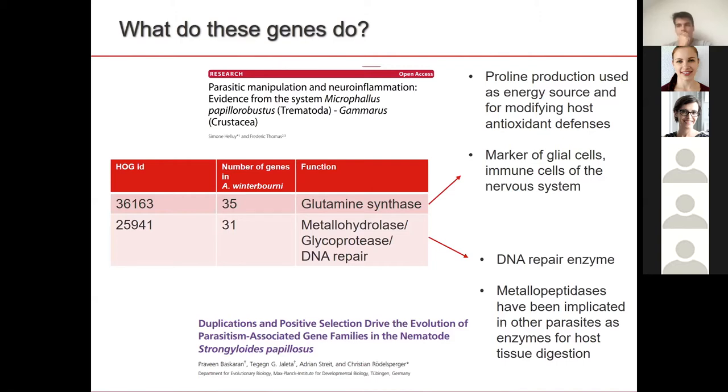The second family was a little bit more enigmatic. There is not so much known about this family, and not much can be inferred about its function without experimental evidence. But we know that the enzyme is implicated in DNA repair, and metallopeptidases, so metal hydrolase is a metallopeptidase and has been implicated in other parasites such as the nematode Strongyloides papillosus in host tissue digestion.